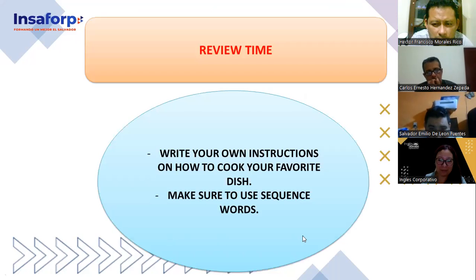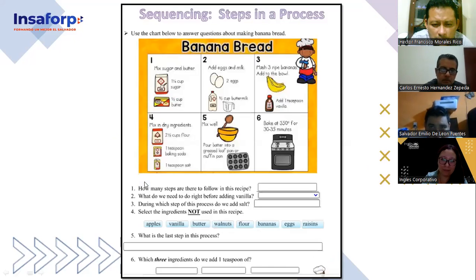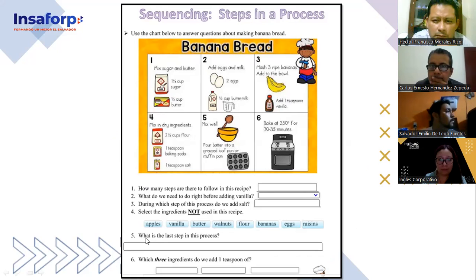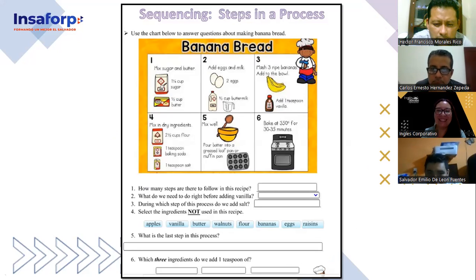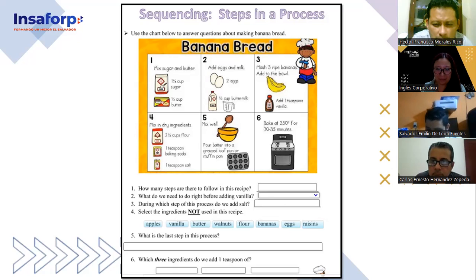Number five. Okay. The last step is bake at 350. 350 grados, ¿cómo se dice? Perdón. Degrees. Okay, 350 degrees for 30 to 35 minutes. Ajá, muchachos, se les está olvidando los números. Yes, 30 to 35 minutes.